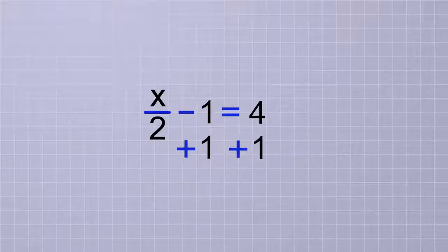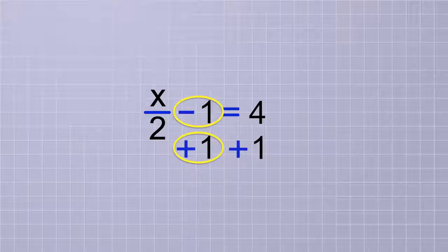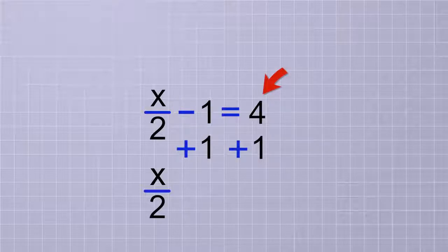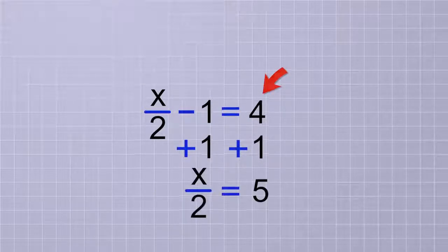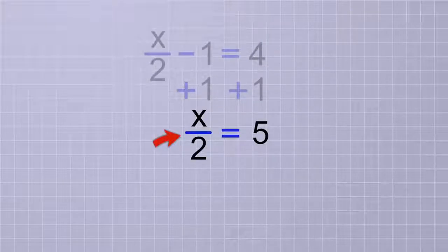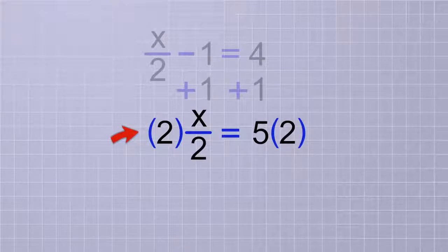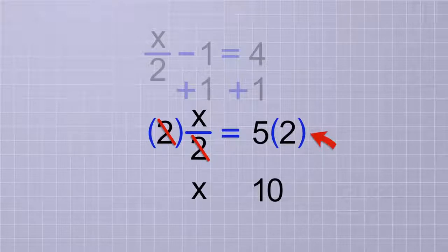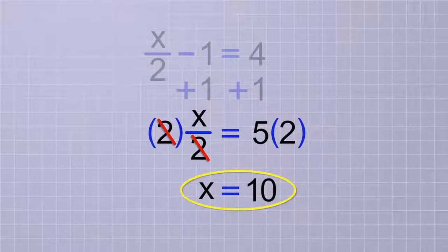On the first side, the minus 1 and the plus 1 cancel out, leaving just x over 2 on that side. And on the other side, we have 4 plus 1, which is 5. And then, to undo the divided by 2, we need to multiply both sides by 2. On the first side, the 2's cancel, leaving x all by itself. And on the other side, we have 2 times 5, which is 10. So our answer is x equals 10. Those examples are pretty easy, right?